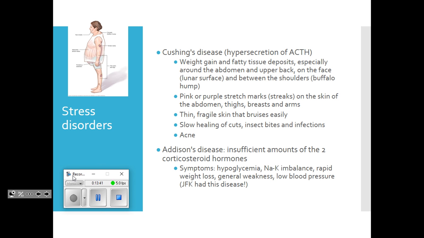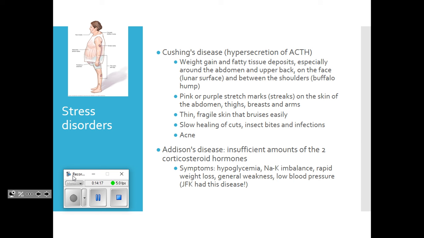Now here are some disorders that are associated with some of those hormones. The one on the top, Cushing's disease, is what this picture is referencing. Cushing's disease is caused by a hypersecretion of ACTH. So that's the anterior pituitary hormone that's stimulating the production of both cortisol and aldosterone. So if we have too much ACTH, we're going to have too much cortisol, too much aldosterone as well. So whatever effects they cause are going to be increased.